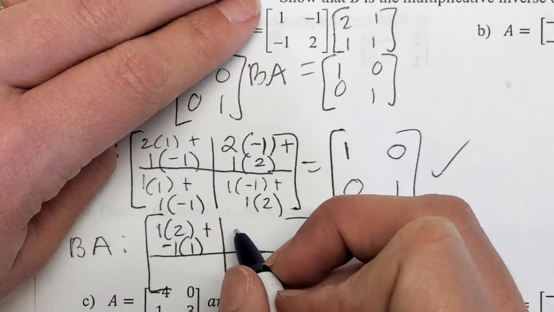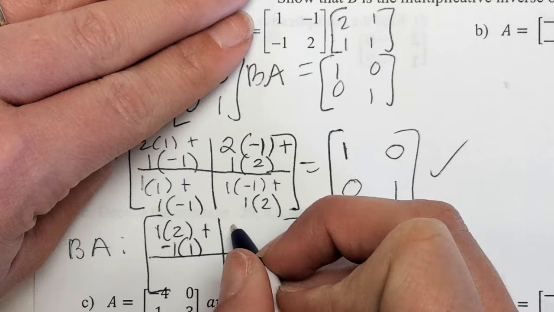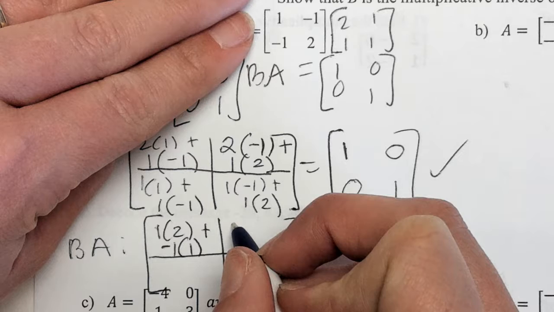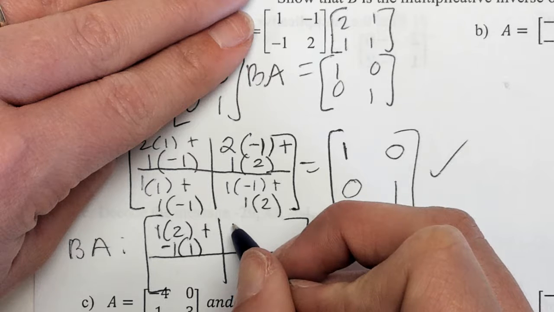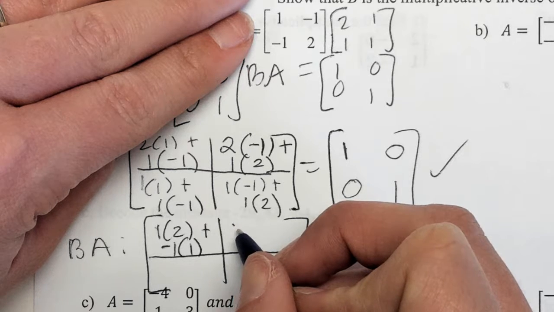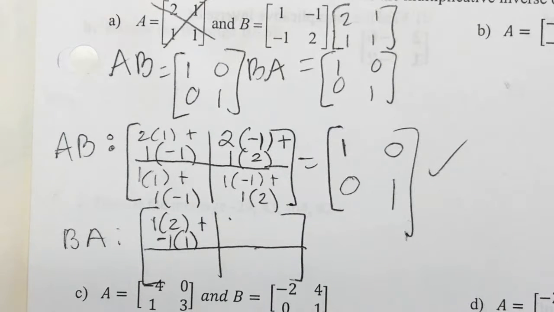All right, Kate, what's going to go in the next one? Goodness. Negative. If you multiply A times B, would it not be the same answer as B times A? That's what we're seeing now. It's not always the same.